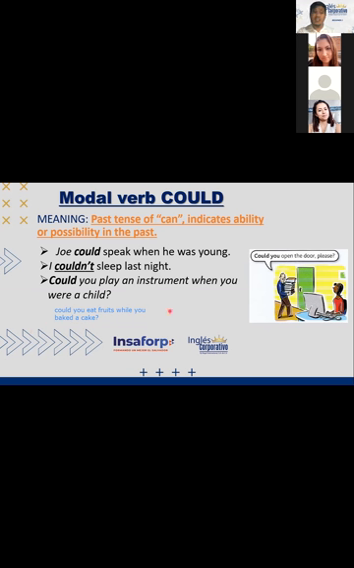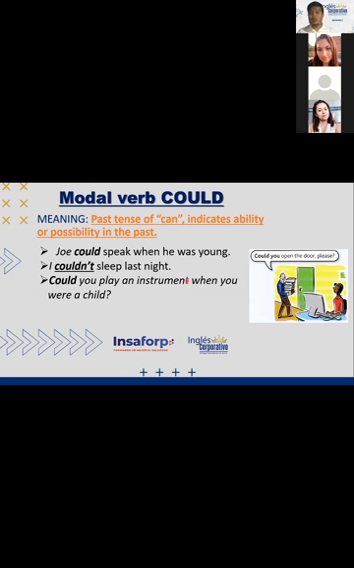Why? Because in the next clause, en la cláusula que está a la par, tenemos un verbo en pasado. So automatically we know that in that case, could is going to be a possibility in the past, not in the present. So is it clear now? Like more clear? Yes. More clear. All right.